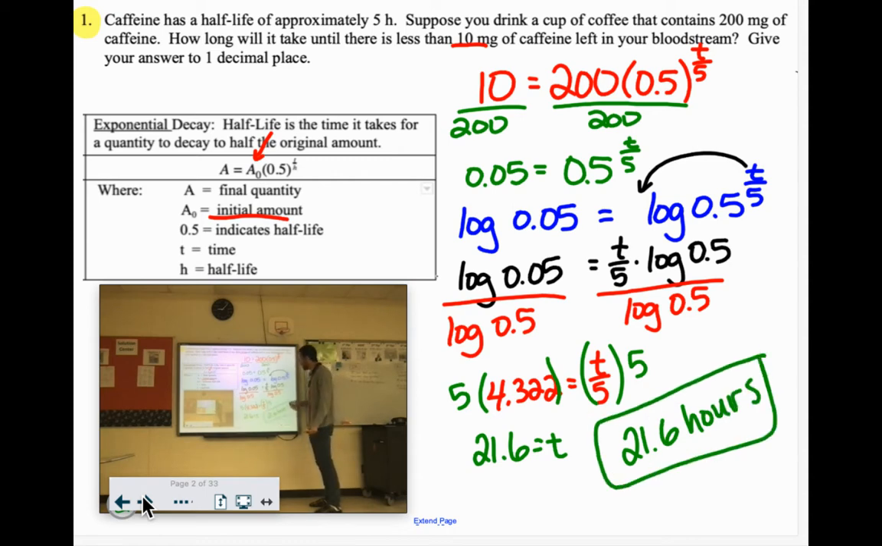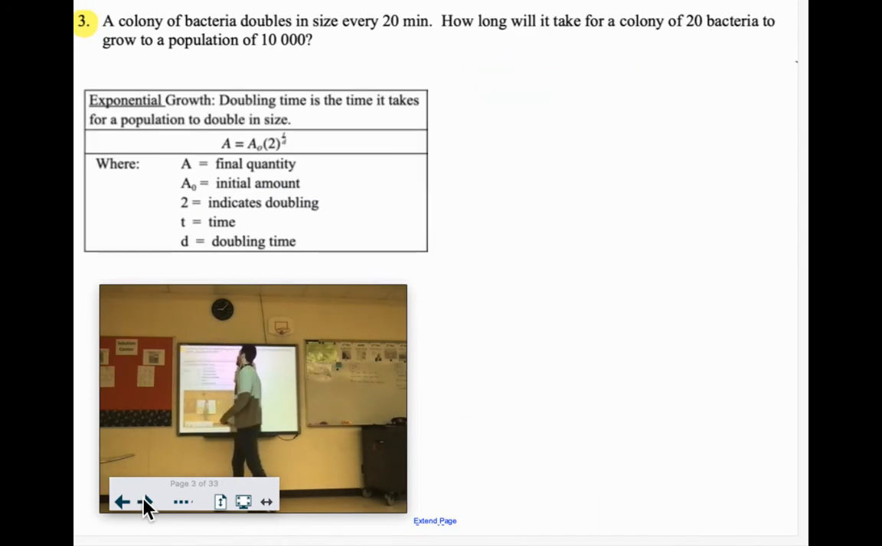It's not too bad, right? I mean, your calculator does the heavy lifting. You just have to remember that with exponential and logarithmic equations, log it, bring that exponent to the front, and solve what's left. Number 3, a colony of bacteria doubles in size every 20 minutes.